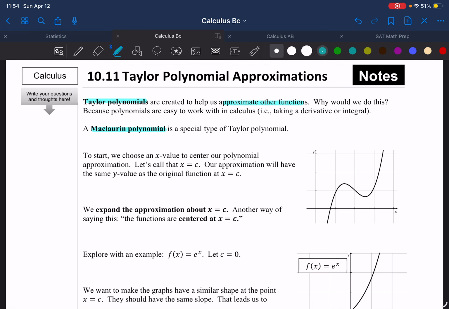It says, to start, we choose an x value to center our polynomial approximation. We are going to call this center x equals c. Our approximation will have the same y value as the original function at x equals c. So this would be us saying, okay, on our graph off to the side, some value here is c, and then that same value corresponding with the function is f of c.